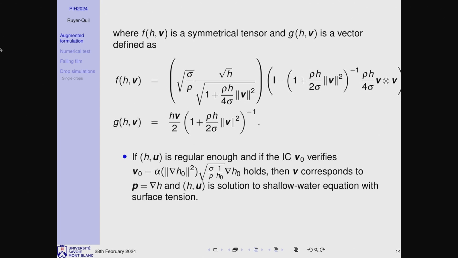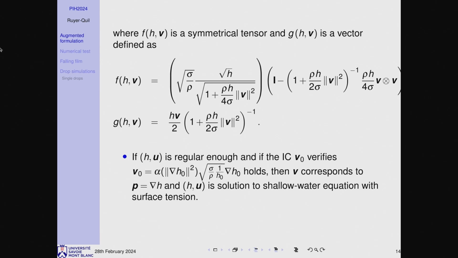So here are F and G. F, in fact, is a tensor, and G is a vector. They are a bit complex, but it's still manageable. And there is this very nice theorem that can be proved by the mathematicians, not me. If V at initial time corresponds exactly to the gradient of the film thickness, at later times it will still be true if we solve with our augmented formulations. So we will get exactly the solutions to the initial problem with the augmented formulations.